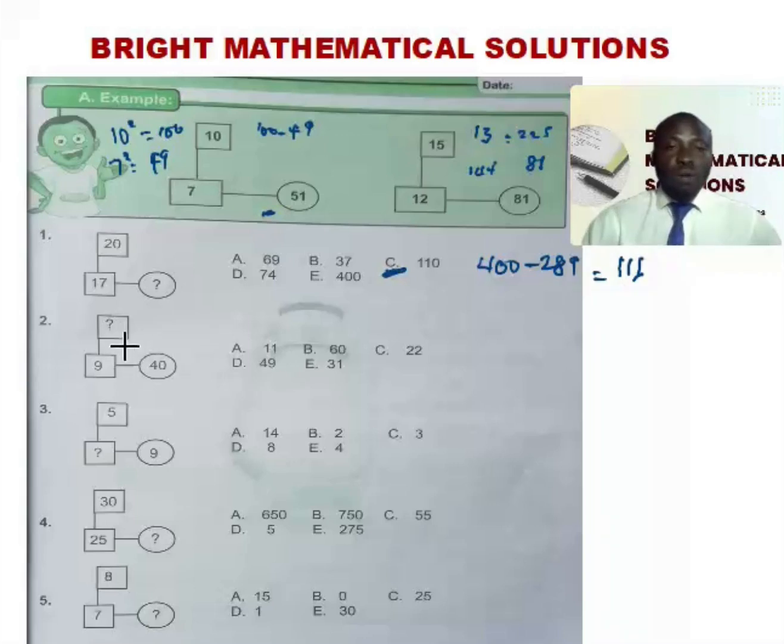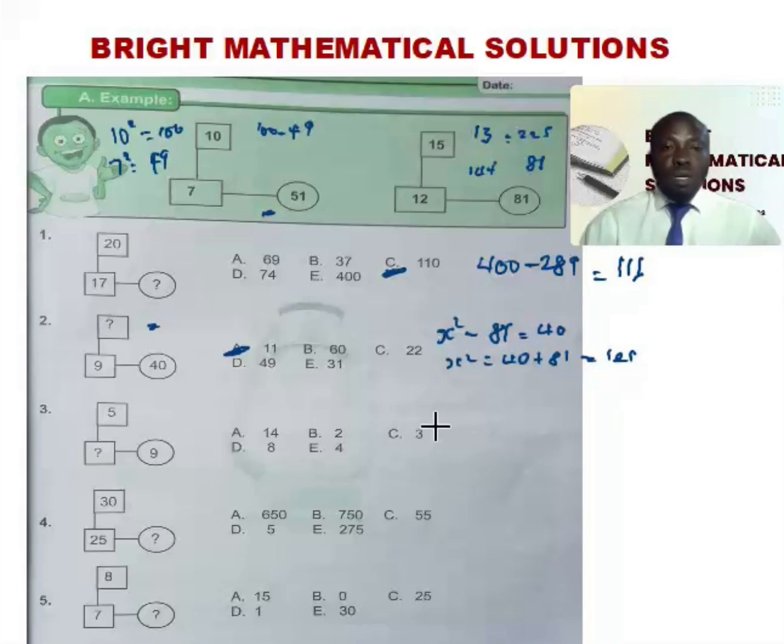For the next one, we are given an unknown here. So this is 9. Remember, let the unknown be x raised to the power 2, minus 9 raised to the power 2, which is 81, will give us 40. If you take this to the other side, x raised to the power 2 equals 40 plus 81, and that will give us 121. We find the square root of 121, that gives us 11. So our answer is A, 11.